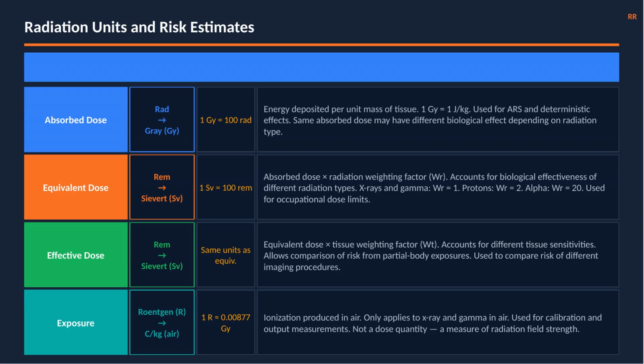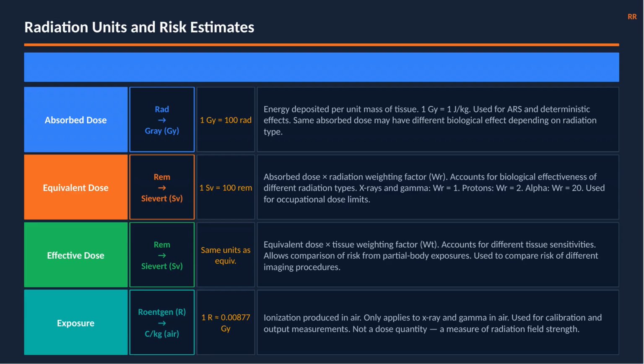Absorbed dose. Traditional unit, rad. SI unit, gray, Gy. Conversion: 1 gray equals 100 rad. Definition: energy deposited per unit mass. 1 gray equals 1 joule per kilogram. Used for ARS and deterministic effects. The same absorbed dose in gray may have different biological effects depending on the type of radiation delivering it.